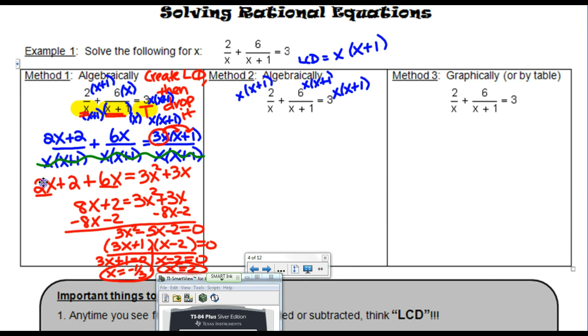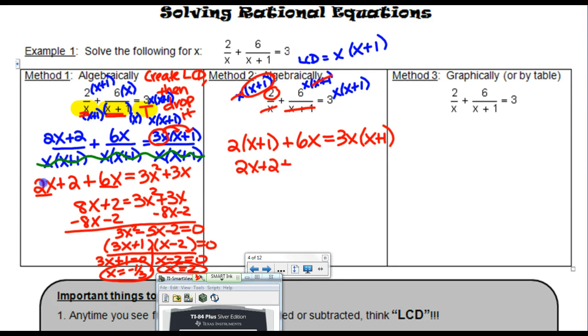Okay, and what happens is you're going to cancel before you multiply. So that x goes into that x, and you're left with a 2 and an x plus 1. This x plus 1 cancels that x plus 1, and you're left with a 6x. And then similarly, the other side, we can't cross off anything. We leave it. And again, this is going to end up being the same equation that we had in method 1. Okay, combine like terms.